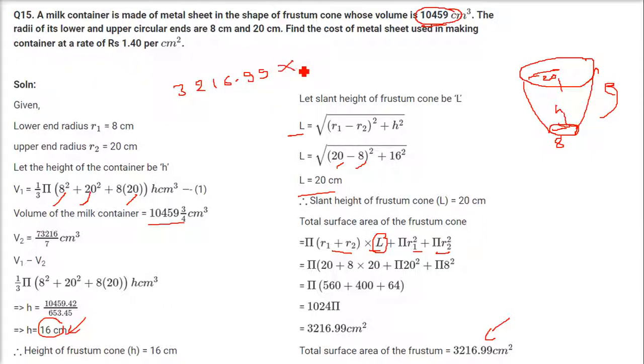So you have to multiply this with 1.4. So I just assume that this is 3217. Okay, and I multiply it with 1.4. This is going to come as 4503.8. So you can just assume 4504 rupees.